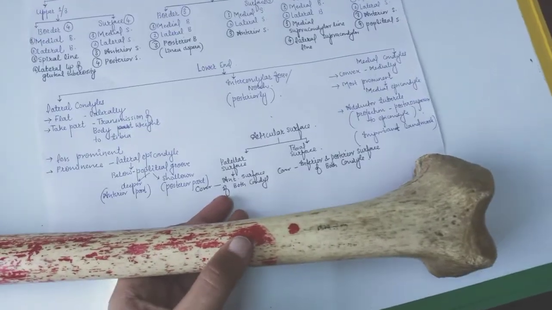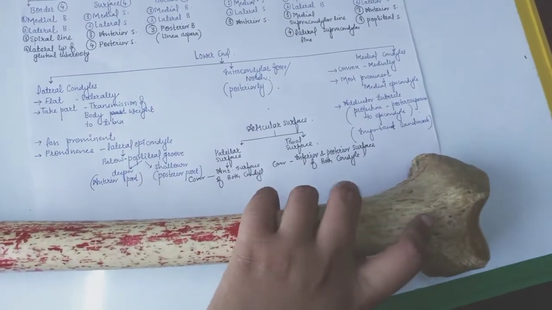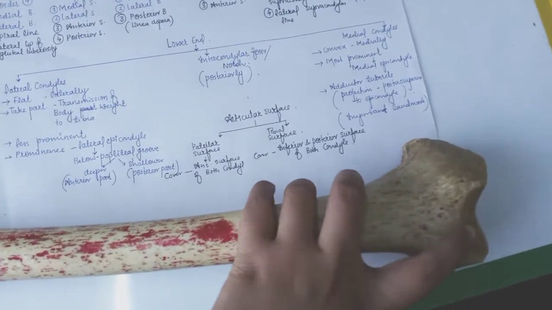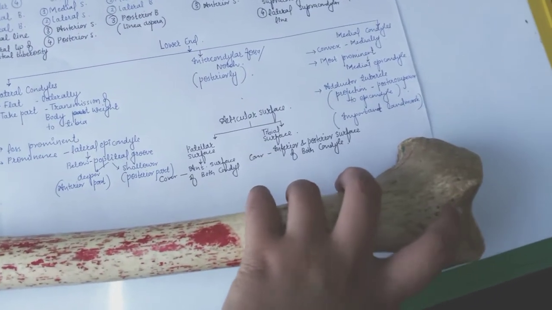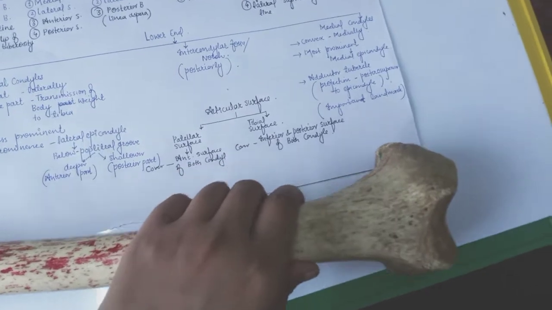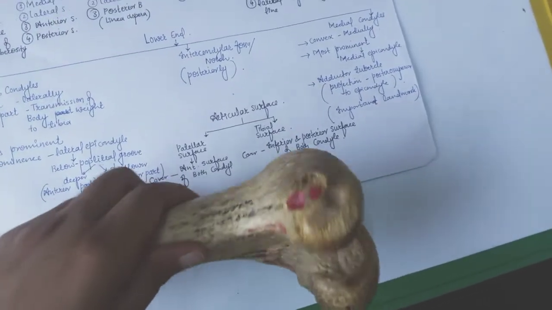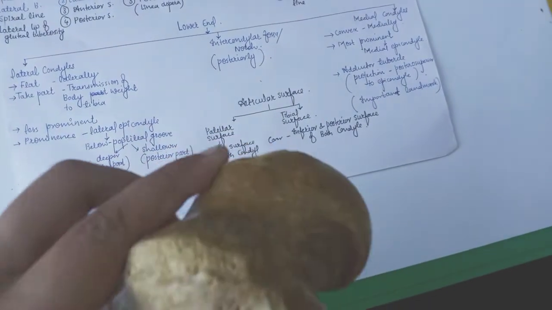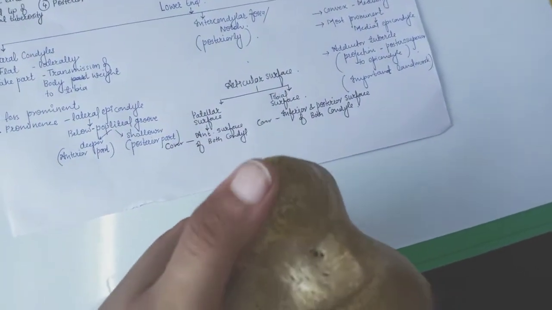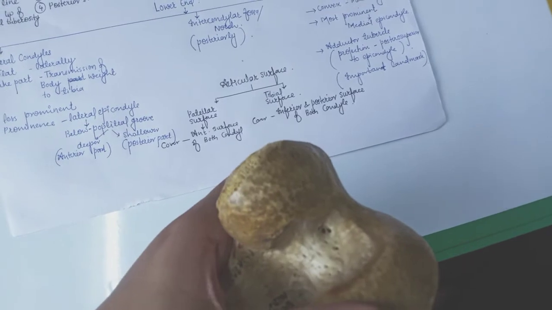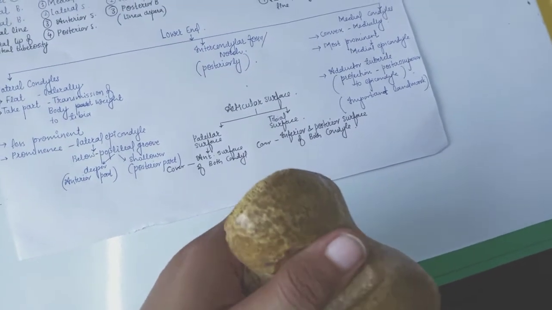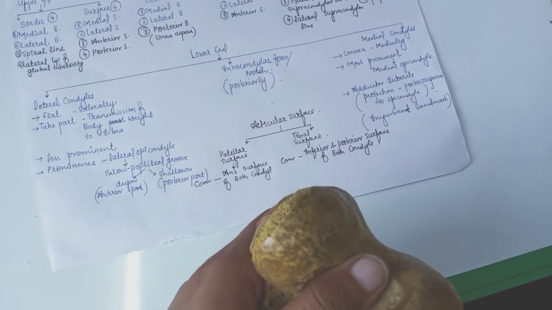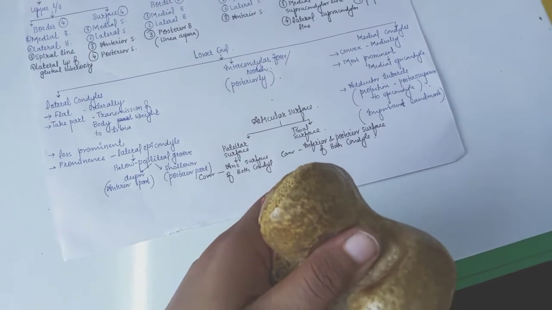Then the articular surface. The patellar surface is at the anterior surface of both condyles. Here it is the patellar surface, and the tibial surface. The tibial surface is inferior and on the posterior surface of both condyles, and in between the two condyles there is the intercondylar fossa or notch, which is present posteriorly.